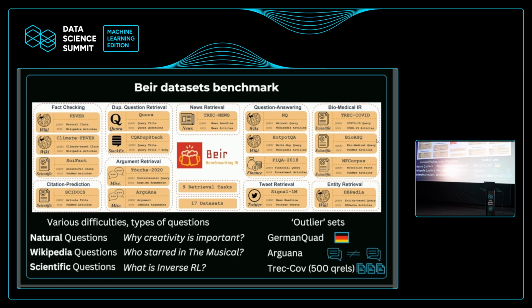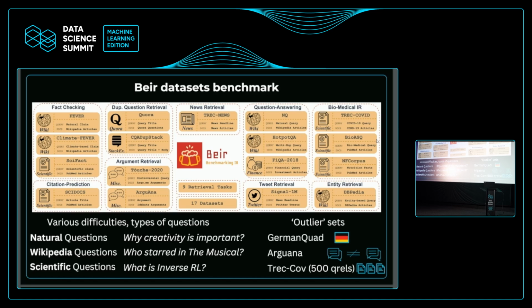And thankfully for us, there have been a lot of studies in that field. And basically, what we use is a huge benchmarking data set called BEIR. It consists of multiple data sets of various difficulties, various themes. As we can see here, some of the questions are quite easy, like why is creativity important? But also some of the data sets consist of questions which are quite hard and heavily scientific, like what is inverse RL?